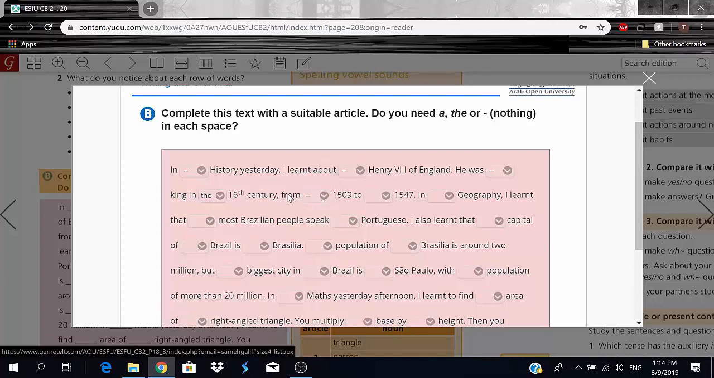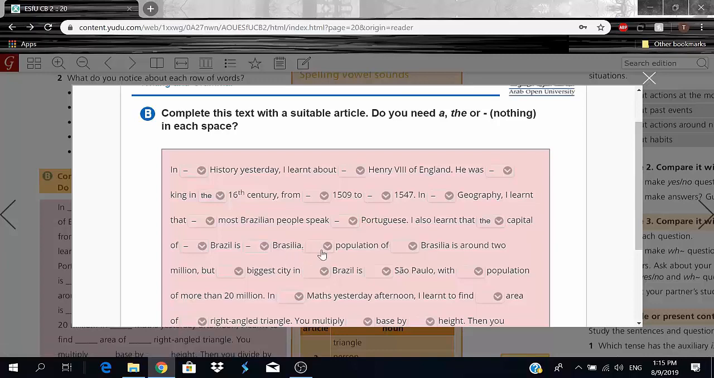From 1509, I'm simply going to write a dash here. We don't need to use an article. From 1509 to 1547. So we're not going to use a or the here again, okay? In geography, so straight to the point, dash as well, I learned that most Brazilian people speak, straight to the point, Portuguese. Okay? I also learned that the capital of Brazil, so dash, is Brasilia, so dash as well, nothing.